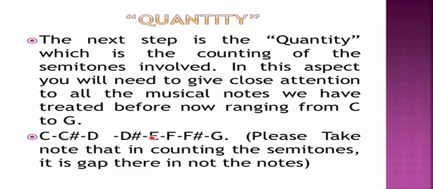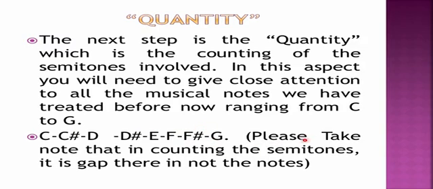D sharp to E is another semitone. E to F is another semitone. F to F sharp is another semitone, and then lastly F sharp to G is another semitone. Can you see? Let's count it now properly to see. 1, 2, 3, 4, 5, 6, 7.